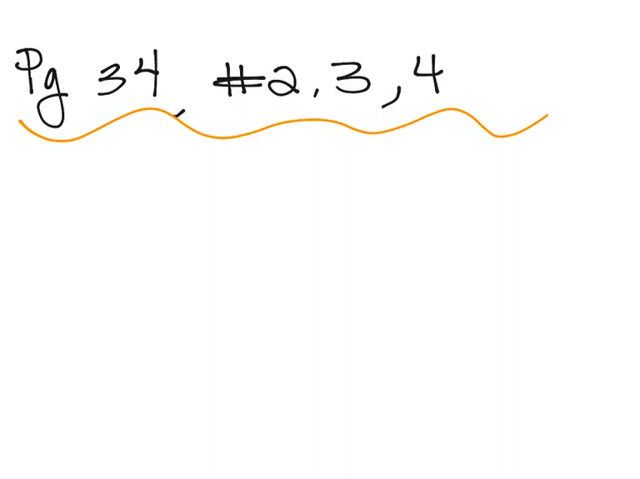Hi, this is Ms. Fitzmaurice, and this video is an explanation of the problem on page 34, which is the second, third, and fourth problem. They're not numbered, but it's pretty obvious there are four different sets of text on the page, so I'm looking at the second, third, and fourth.